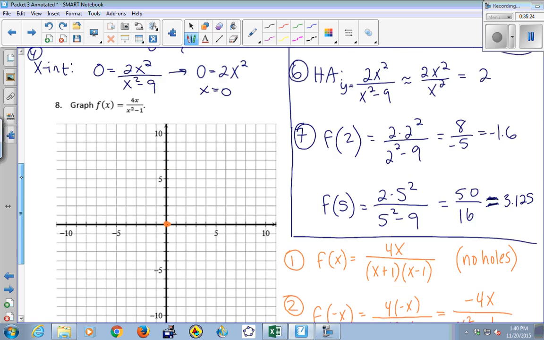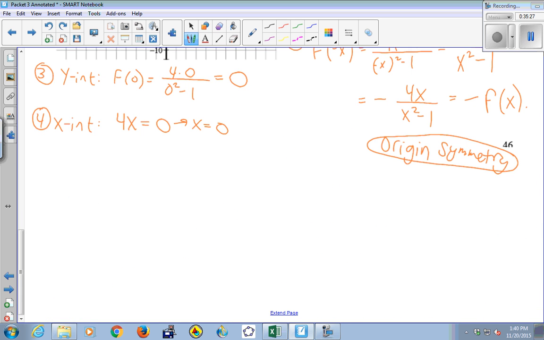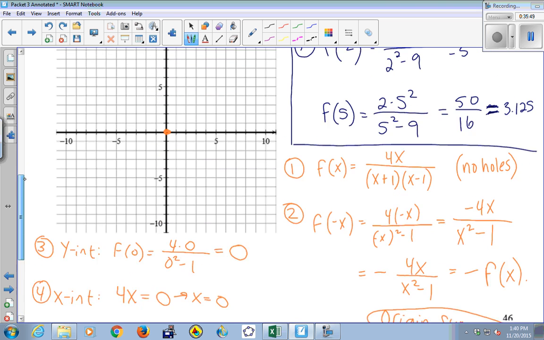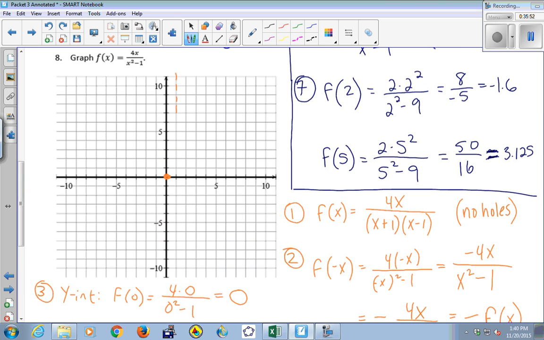Okay, step 5, vertical asymptotes. So vertical asymptotes you get by setting the denominator equal to 0. So x squared equals 1. So you get plus or minus 1. All right, so I'm going to graph those. X equals plus or minus 1, vertical asymptotes.